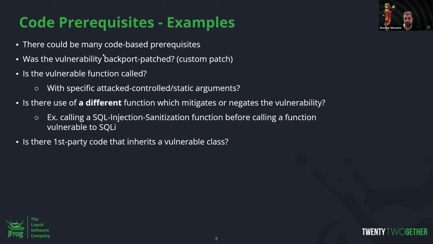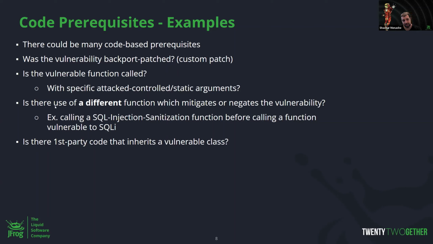This is not the only code-based prerequisite, actually. There could be other prerequisites which are kind of hidden in the CVE description. One is if the vulnerability was backport-patched in that specific environment, someone just patched it, so that could also be the case. The second one is what we saw: is the vulnerable function even called, and was it called with specific arguments that triggered this vulnerability? It could either require attacker-controlled arguments, and some arguments might need a specific constant. For example, the third argument must be true or be equal to some specific string.